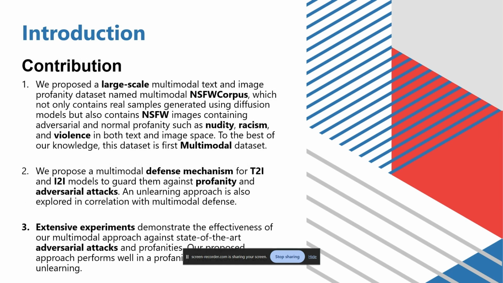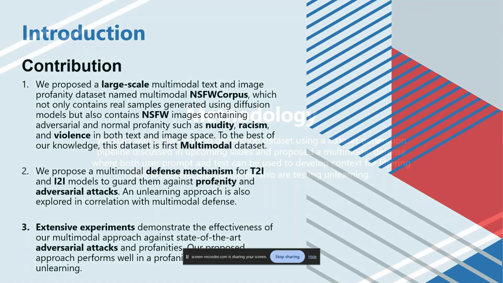multimodalities, not only text, but adversarial attacks can also be made on images as well. So in this paper, we have presented a large-scale multimodal text and image profanity dataset called NSFW corpus, which not only contains real samples generated using diffusion models, but also contains NSFW images and text samples with adversarial examples that can be used for training. We propose a multimodal defense as well that works for T2I and I2I models to guard them against profanity and adversarial attacks. An unlearning approach is also explored in correlation with the multimodal defense. The extensive experiments show that the model performs very well.